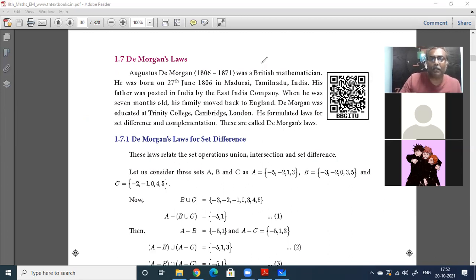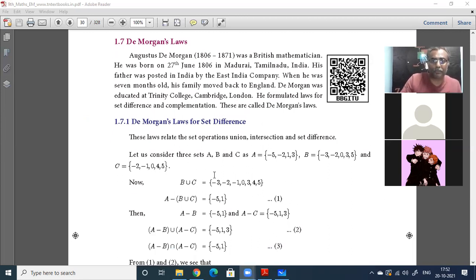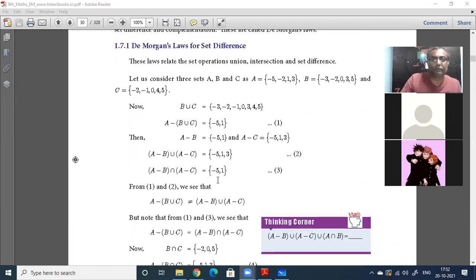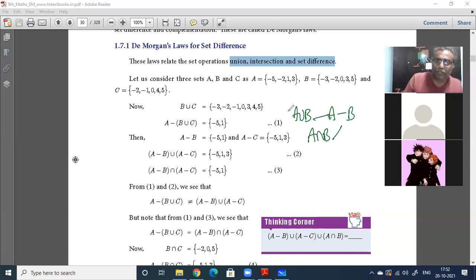Okay, De Morgan's law for set difference, he has come up with some law. These laws relate the set operations: union, intersection, and set difference. Usually we do these separately. We don't usually link up A union B with A minus B, or A intersection B. But this person is linking up all these things, a very interesting way. Let us see how he is linking up.